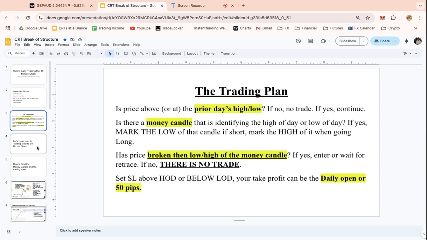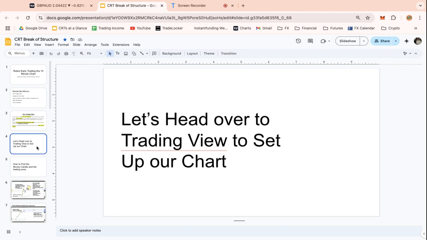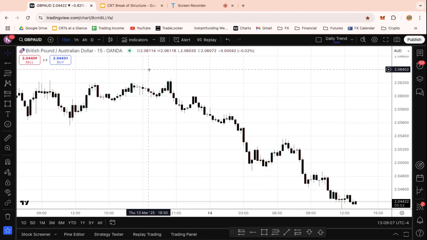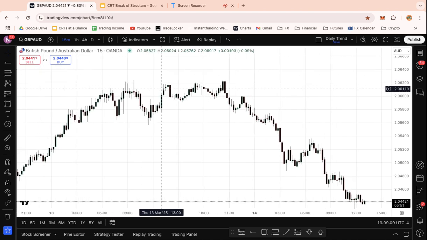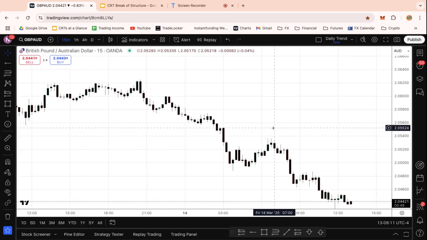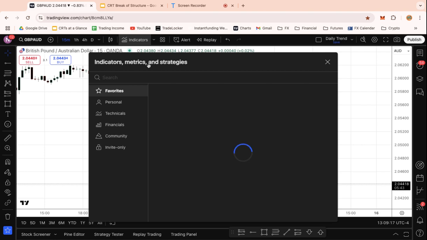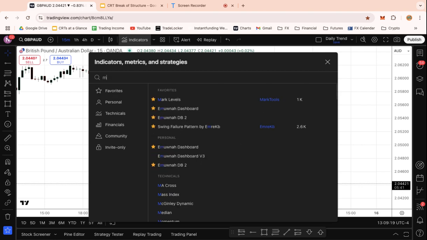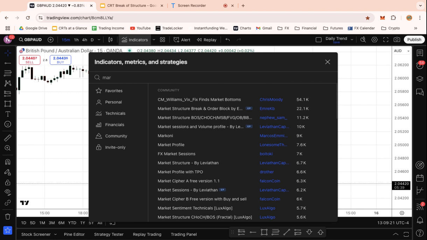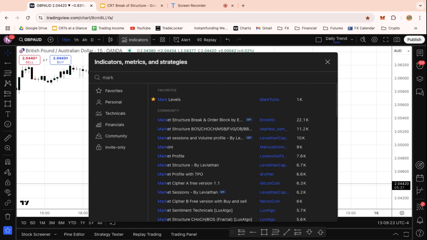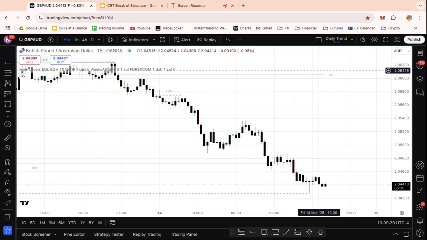So let's get into this and let's show you now how to set up our charts on TradingView. We're going to shoot over to TradingView. This is the indicator that you're going to need on the chart. If you're wondering why my candles are black, I just like them this way. You're going to want to go to indicators and find the indicator called Mark Levels, by Mark Tools. Then some lines should appear on your chart.